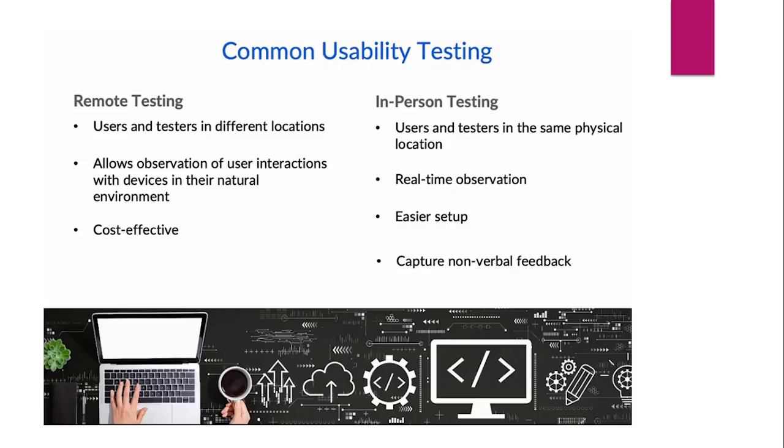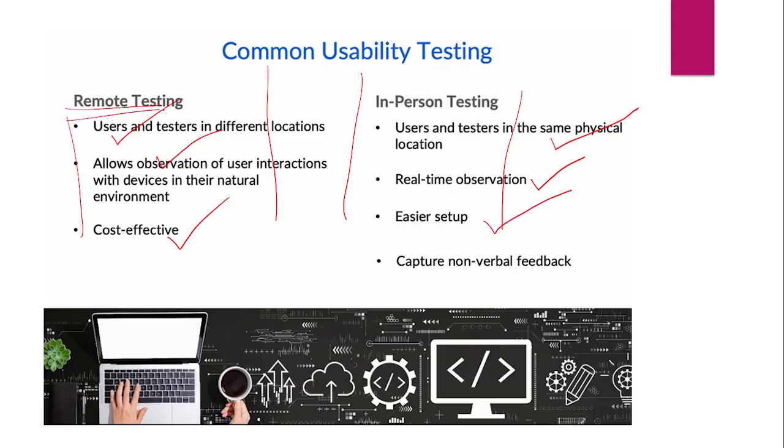Here there are two types of testing. One is called remote testing, another is called in-person testing. Remote testing means the user can test in a different location, and it allows observation of user interaction and is cost effective. And in-person testing means user and tester are in the same physical location, with real-time observation and easy setup.